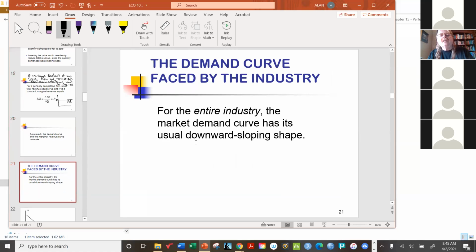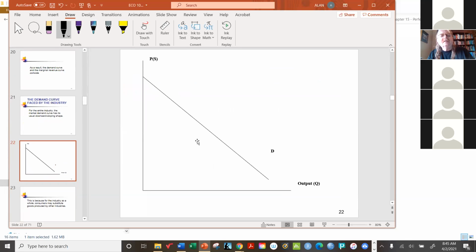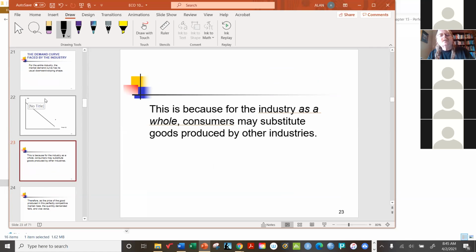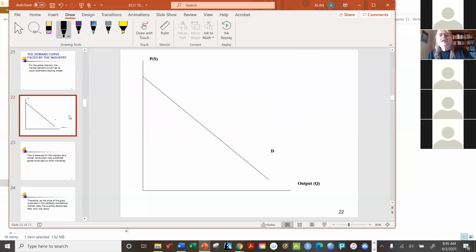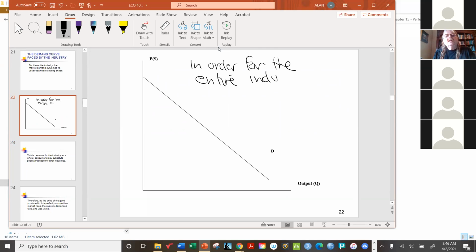Okay, and of course, we've already seen this. The demand curve for the entire industry has its traditional downward sloping shape. And that's because for the industry as a whole, consumers may substitute goods produced by other industries. In other words, if we overprice our raspberry shakes, maybe people will switch over to chocolate shakes or something completely different that we're not selling. And so for the market as a whole, or the industry as a whole, we do have competition from other possible goods. Therefore, in order for the entire industry or market to sell more units of the good, the price must be lowered.